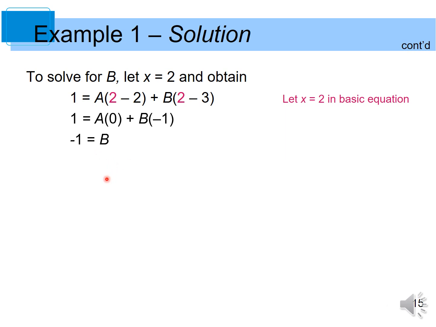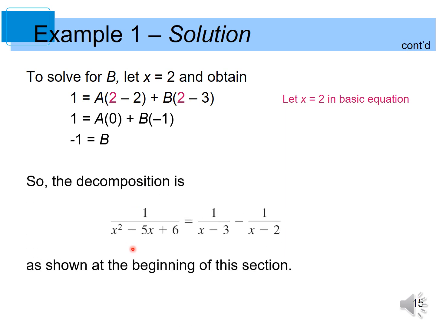We can substitute our A and B values into our partial fraction. So 1 over x squared minus 5x plus 6 can be written as 1 over x minus 3 minus 1 over x minus 2. You can actually try to group these two rational functions into one rational function, and you will get the same rational function as the left side. You can try to prove it.